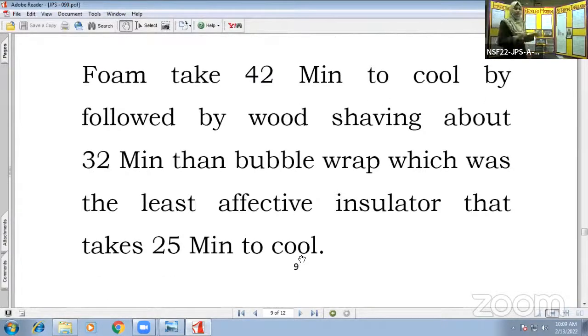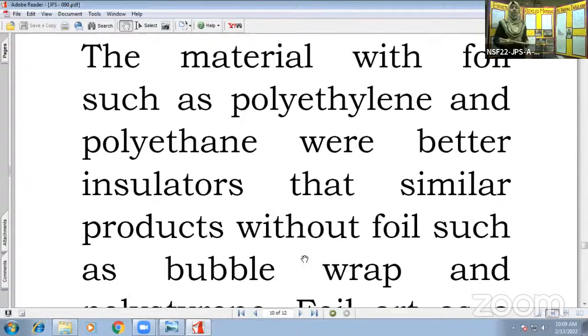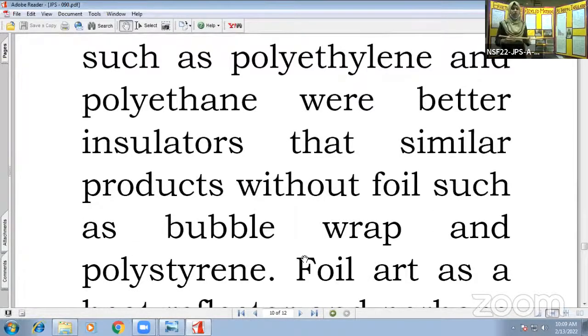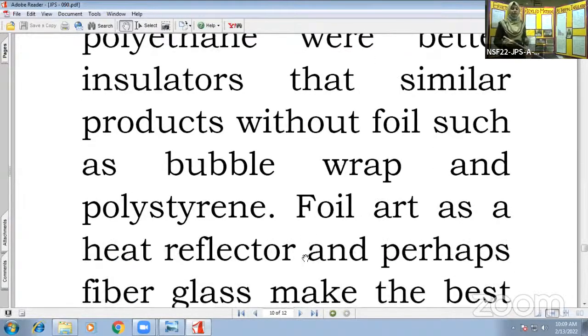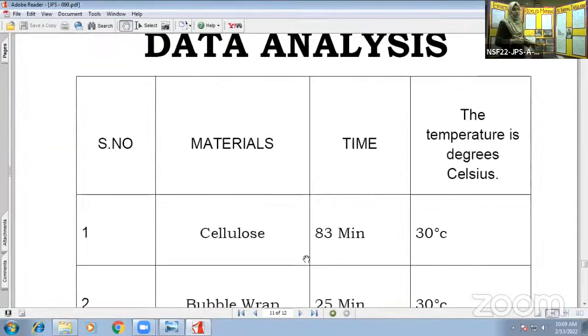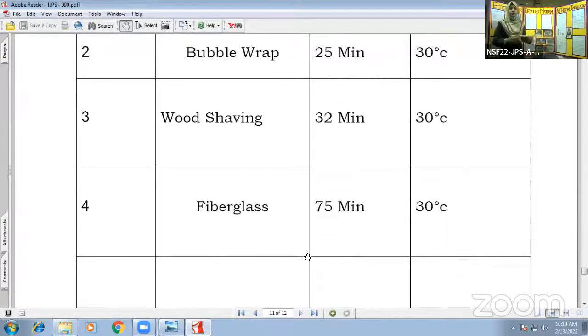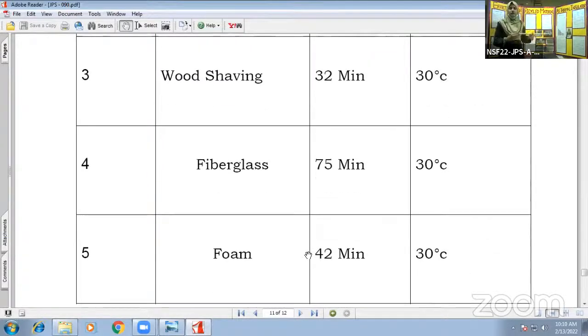I noticed that cellulose was the most effective insulator, but one drawback of cellulose is that it averaged 27 minutes to heat, which was much longer than all other insulators. It might be an advantage in winters, but would trap the heat in summers. Fiberglass also took a long time to cool and appears to be an effective insulator because it also trapped the heat to conserve energy. And I noticed that insulators like wood shaving and foam were not as good as fiberglass and cellulose.